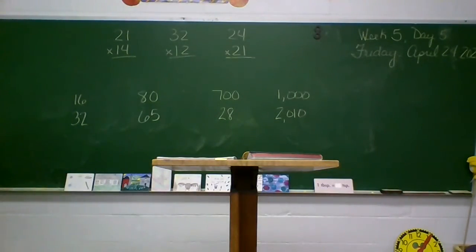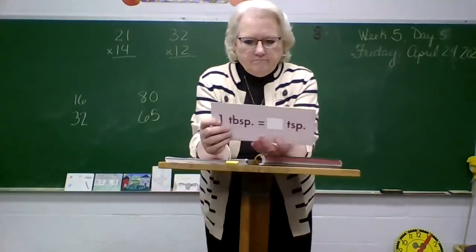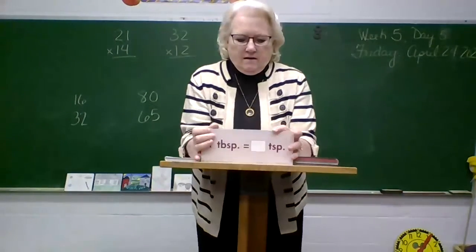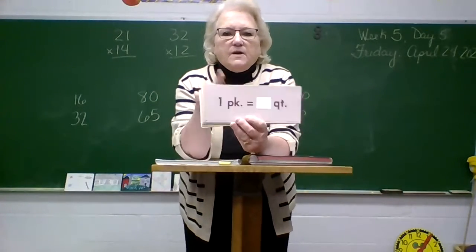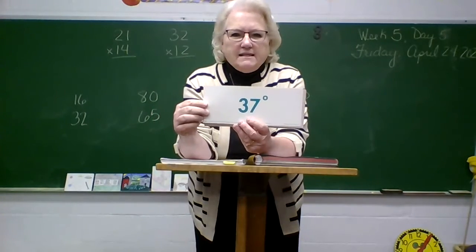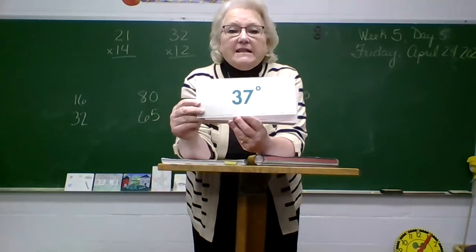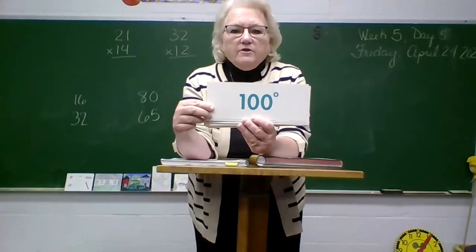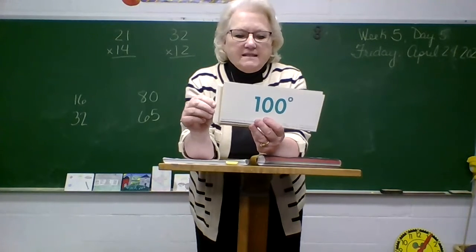Good job. Alright, we're going to go over some of our facts here. Let me see if I have them going the right way. Alright, let's start with this one. 1 peck is how many quarts? This one always trips some of us up. It's 8. Now here's one. What is 37? 37 is the normal body temperature on the Celsius scale. 37. What would this one be? 100 degrees. This is the boiling point of water on the Celsius scale.